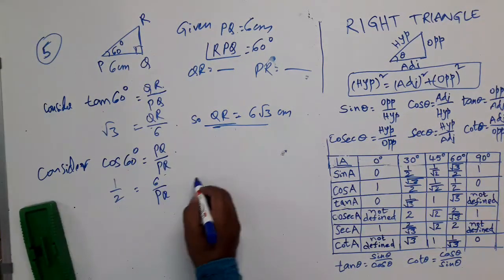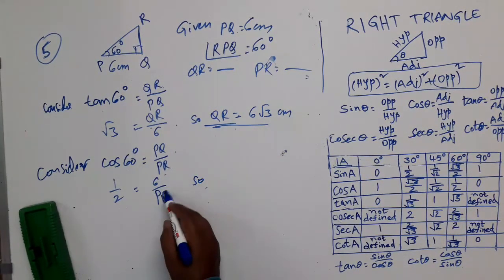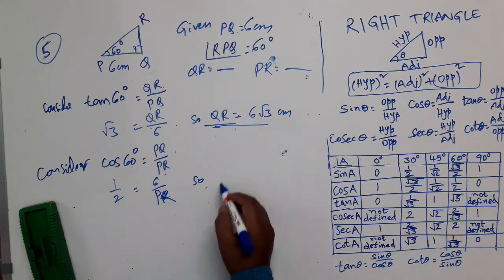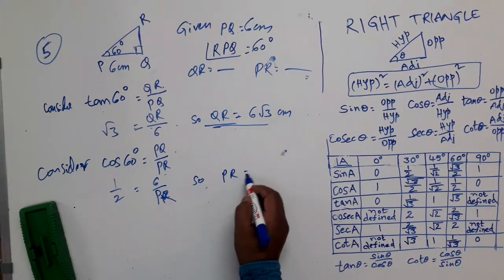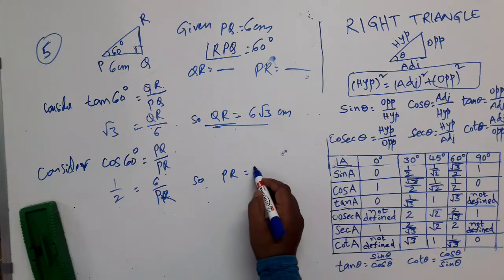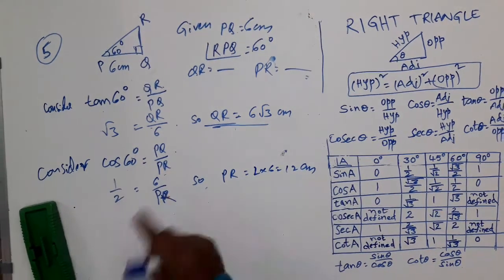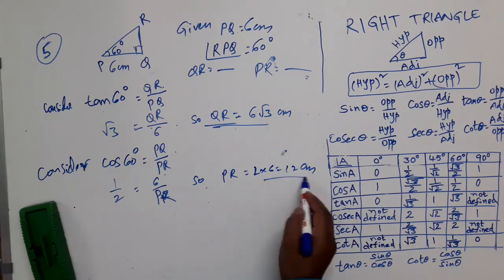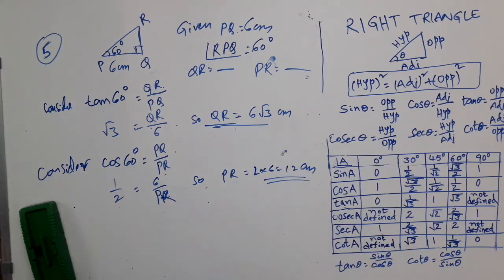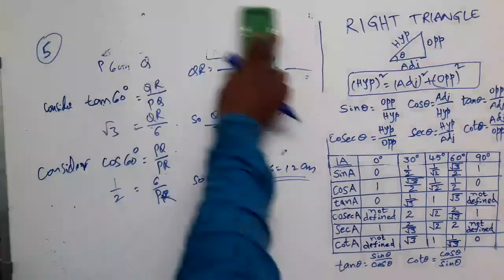So what can I write from this? PR is 12, right? 2 into 6, that is 12 centimeters. PR is 2 into 6, that is 12 centimeters. This is how we have found the values of the remaining two sides, right? Next, let us see question number 6.